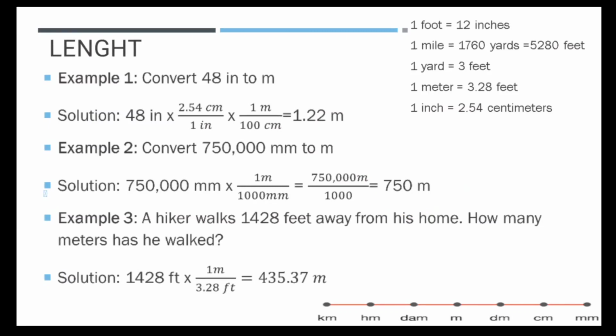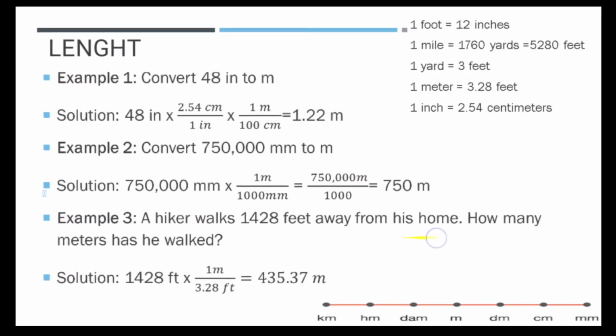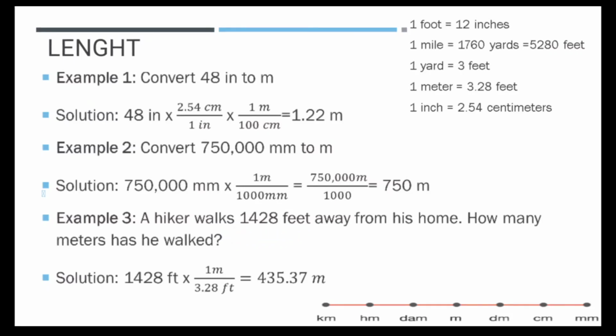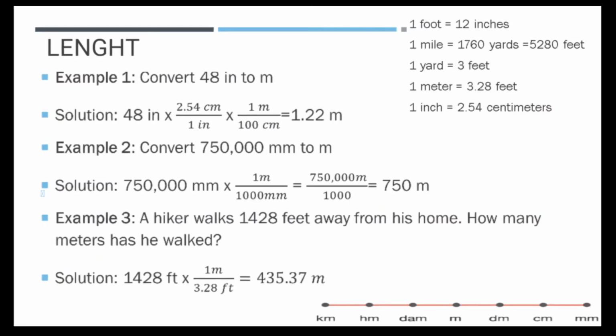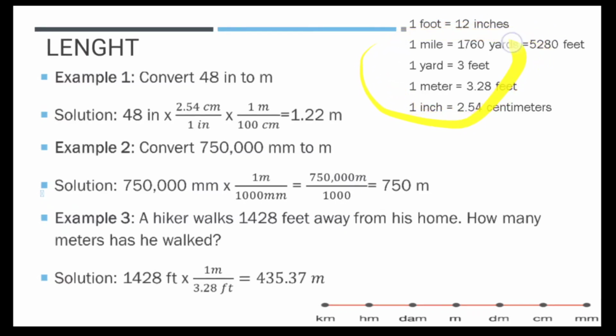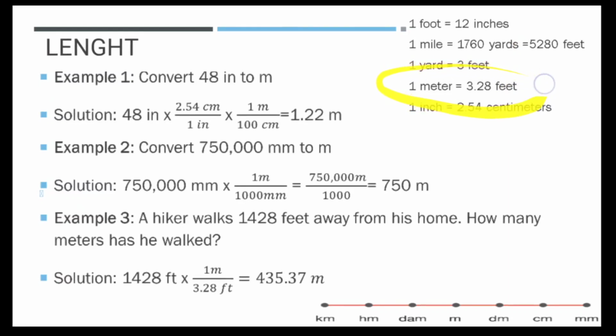Next, example number 3. A hiker walks 1,428 feet away from his home. The question is, how many meters has he walked? Okay, so we are going to convert this 1,428 feet into meters. Okay, and to make it possible, let's take a look at the conversion factor. So that is feet or foot to meter. So we have here, as you can see, 1 meter is equal to 3.28 feet.